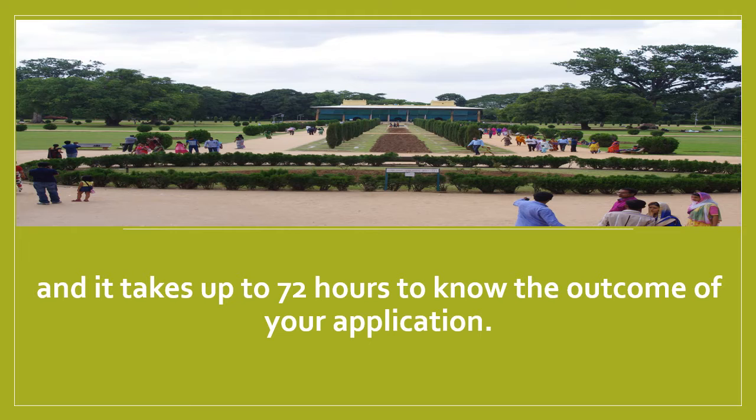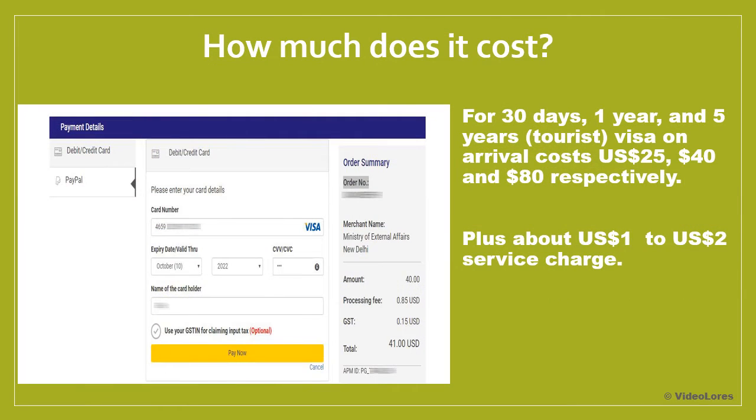How much does it cost? For a tourist visa, you can have either 30 days, 1 year, or 5 years. And they cost $25, $40, or $80 respectively. And you would need to pay about $1 to $2 as service charge.